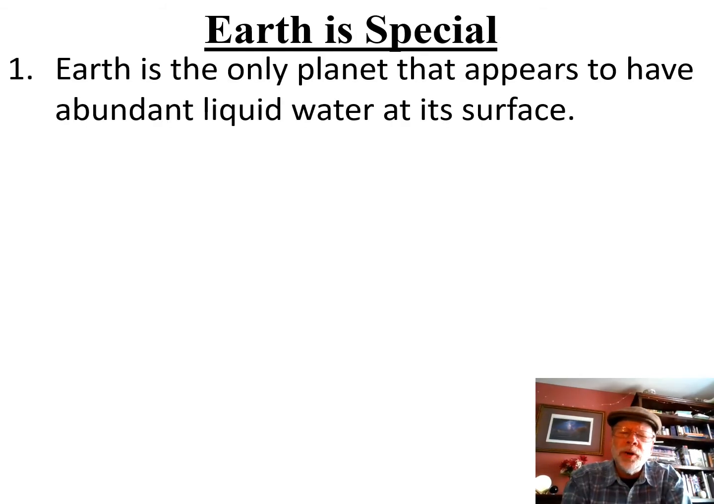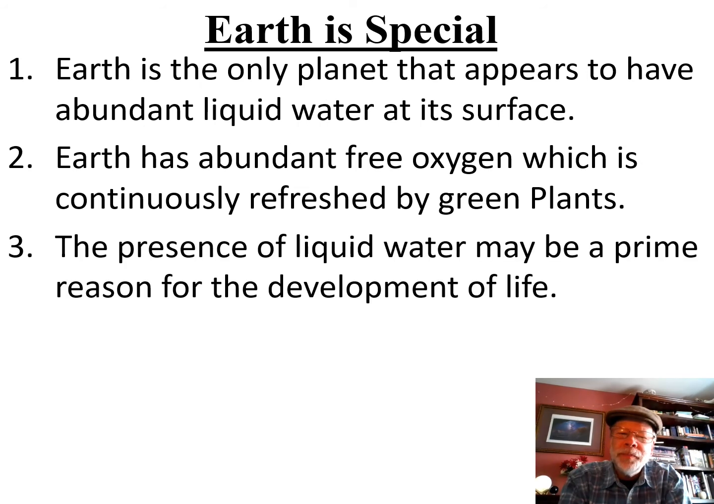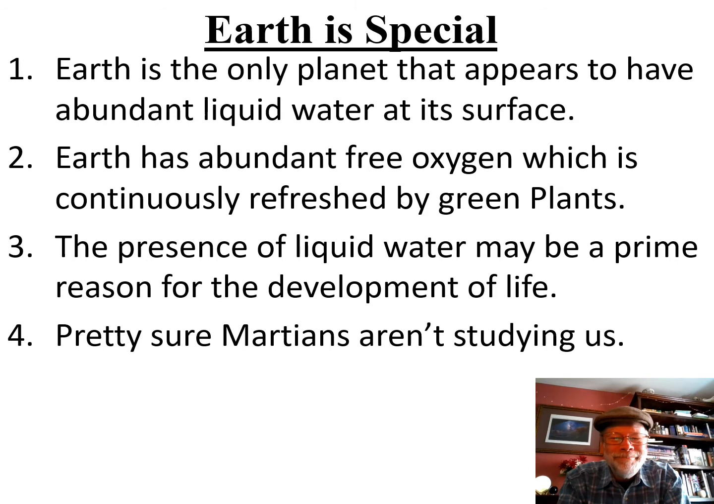So we consider Earth special. Earth is special. It's the only planet that appears to have abundant liquid water at its surface. It also has abundant free oxygen, which is continuously refreshed by green plants. The presence of liquid water may be a prime reason for the development of life. Why else is Earth special? Pretty sure Martians aren't studying us. Yeah. We have the development of life in huge quantities, in big life on this planet.